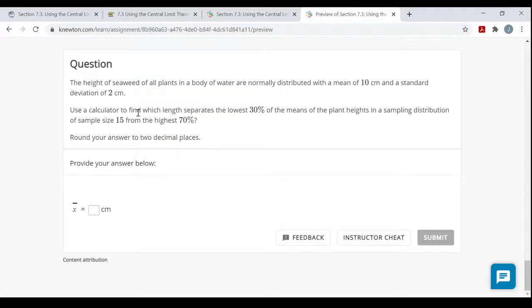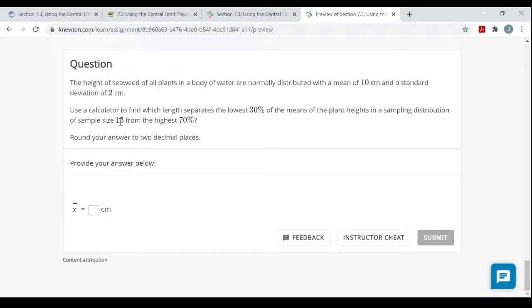So use a calculator to find which length separates the lowest 30% of the means of plant heights in a sampling distribution where the samples are size 15. Now this is not 30 or greater, but remember, it doesn't matter when the population is normally distributed. When the original population is normally distributed, it doesn't matter what size samples you pull. The sample means will have an approximately normal distribution by the central limit theorem.